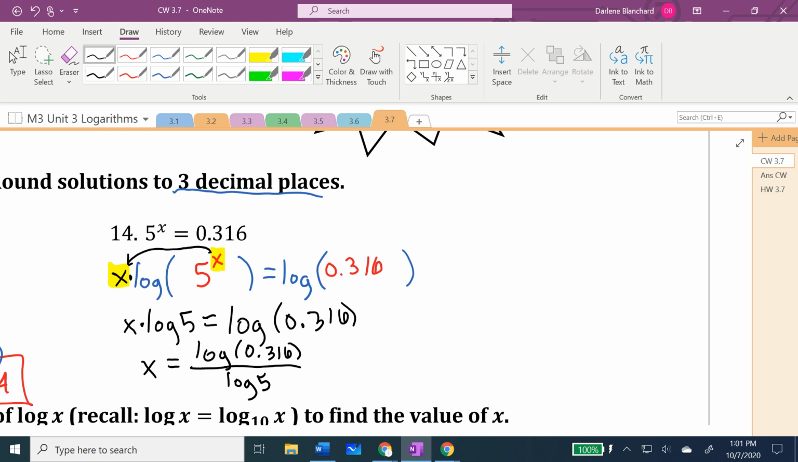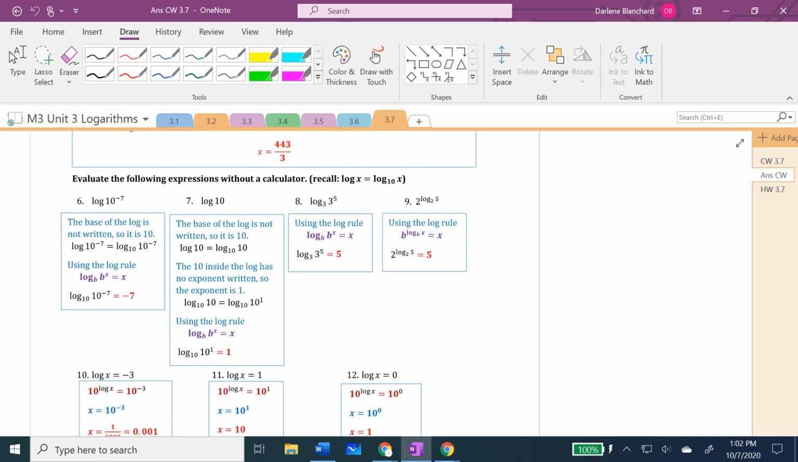So calculators, does anyone have their calculator answer yet? And I can show you what number you should be getting. Okay, so basically you might need to first find the value of log of 0.316, then find log of 5, and then divide the two. You might have to do that. Let me open up my answers.